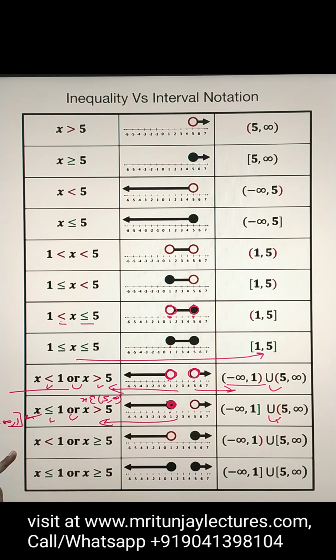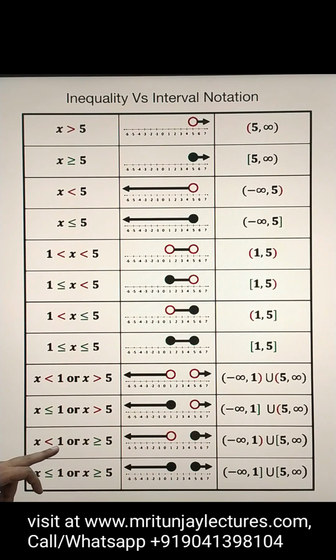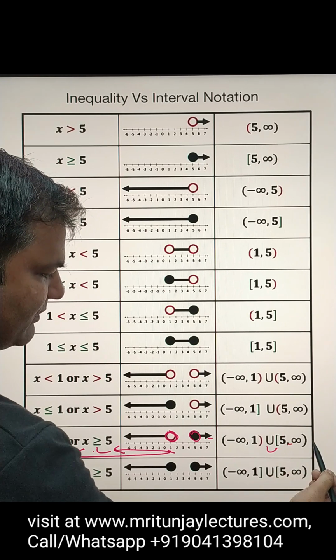After that, the next question: how can we represent x less than 1 or x greater than 5? What is the meaning of that one? It means x less than 1 is represented like that, with an open circle because it is simply less than 1. That's why that sign denotes an open circle and that sign represents a dot. And x greater than 5 is represented like that. Here the word "or" is used, so you can say union. So you can say minus infinity to 1 open, and here greater than or equal to 5, so you can say the closed interval 5 to infinity.